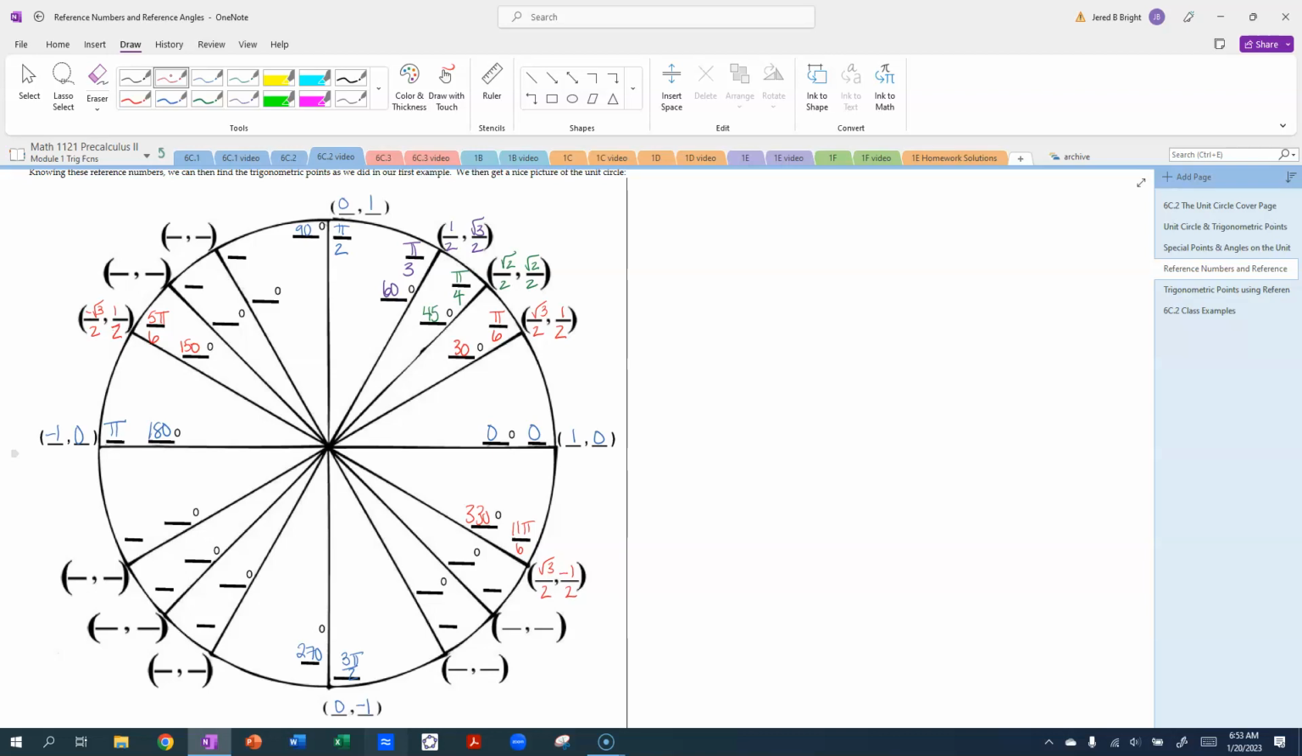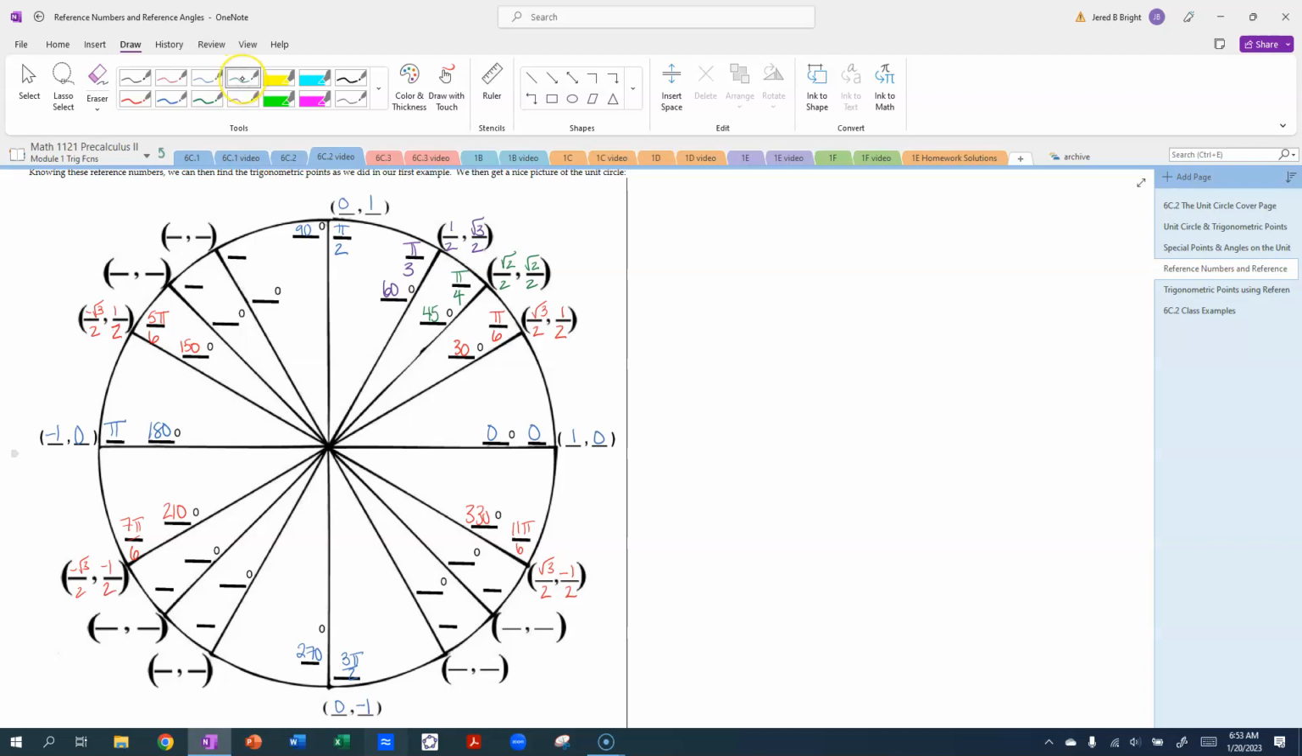In the same fashion, we can look at 7 pi over 6 in quadrant 3, which is 210 degrees, and that again has reference number pi over 6. So again, just take the coordinate and translate it to the appropriate quadrant. So in quadrant 3, negative x, negative y.